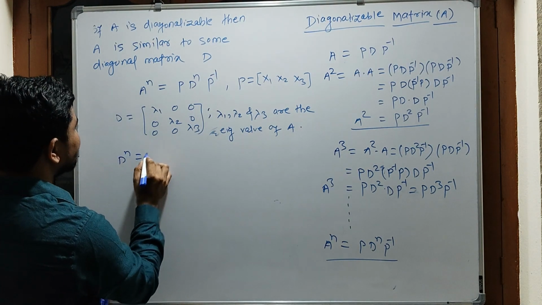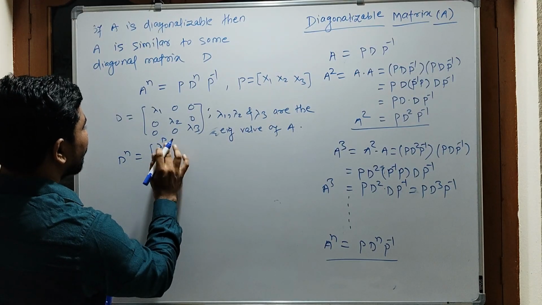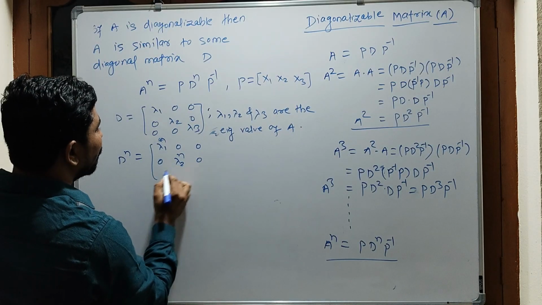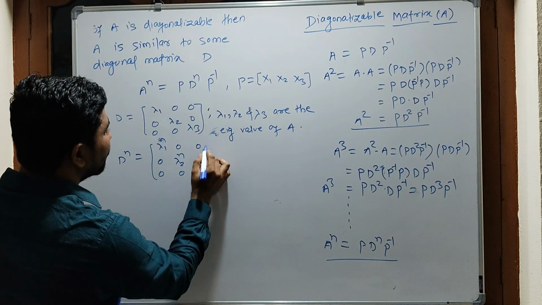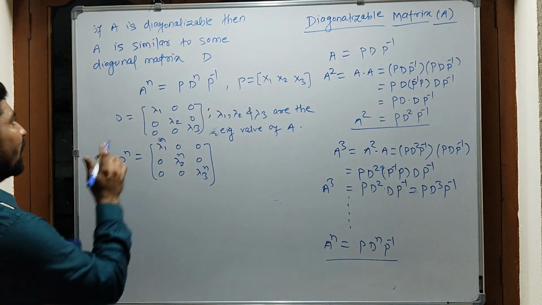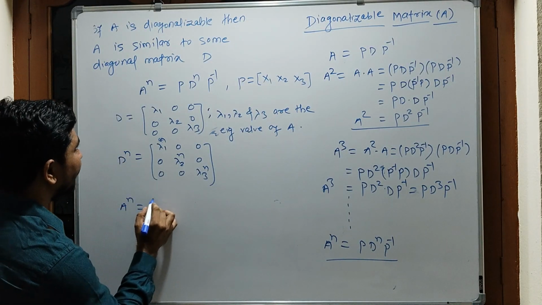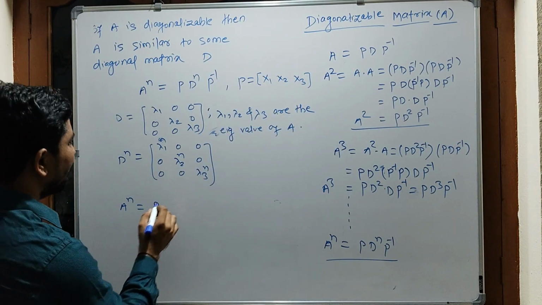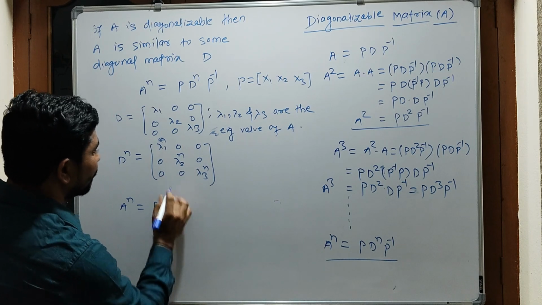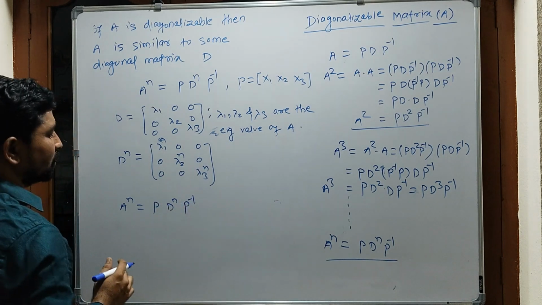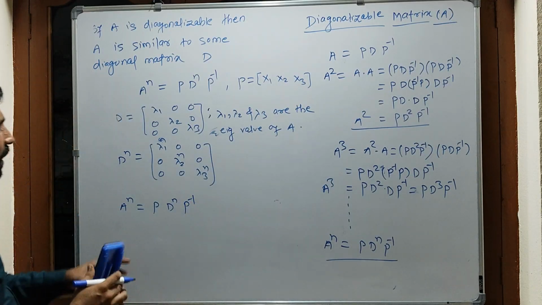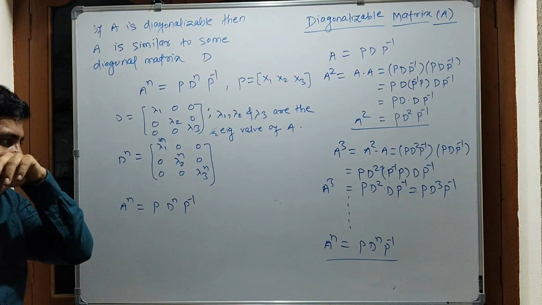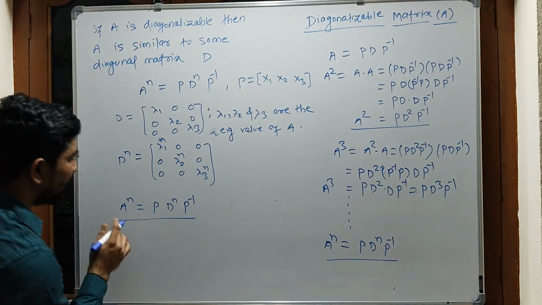Here D power n is simply lambda 1 power n 0 0, 0 lambda 2 power n 0, 0 0 lambda 3 power n. This is my diagonal matrix D power n. Therefore A power n can be written as P, this is my P matrix, times D power n, the above matrix, times P inverse. So you can write P as simply this matrix, and for P inverse just find the inverse of this matrix. So this is my A power n.